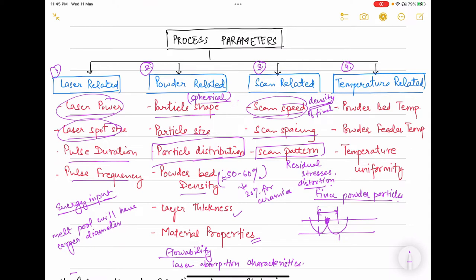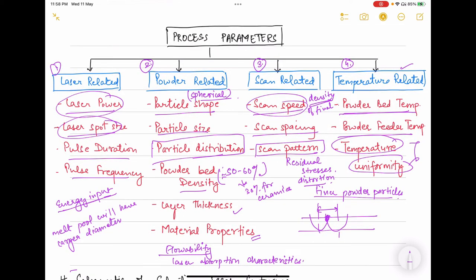So the last are temperature related parameters, that are the powder bed temperature. The powder bed temperature should be heated initially before it is struck by the laser, so that steep thermal gradients can be avoided. Next is powder feeder temperature and temperature uniformity. It is very necessary to maintain uniform temperature to avoid any kind of thermal gradients and thus the residual stresses, which are very detrimental in effect.